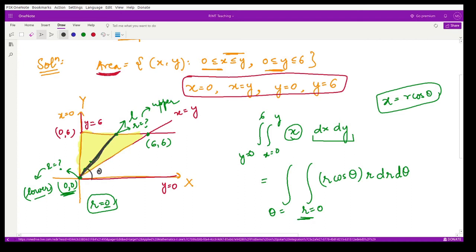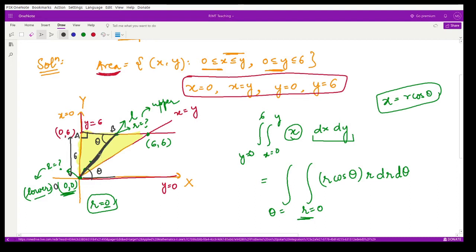If this angle is theta, then because these two lines are parallel, according to alternate angles, this angle is also theta, right? And because this line makes an angle of 90 degrees, we have a right angle triangle at the origin A and say this point B. Now we have to determine the length of this hypotenuse. This distance is given to be 6, because this point is (0, 6).